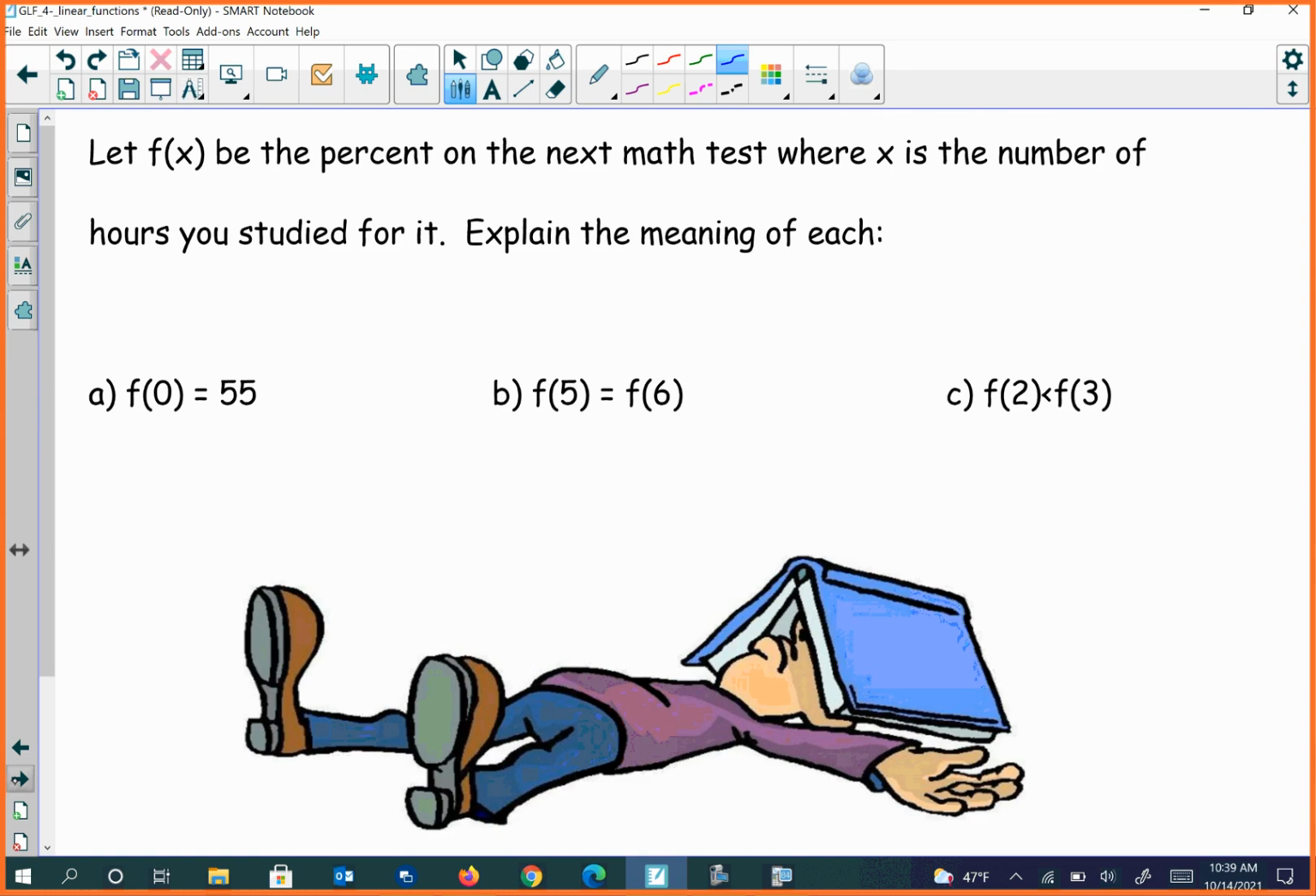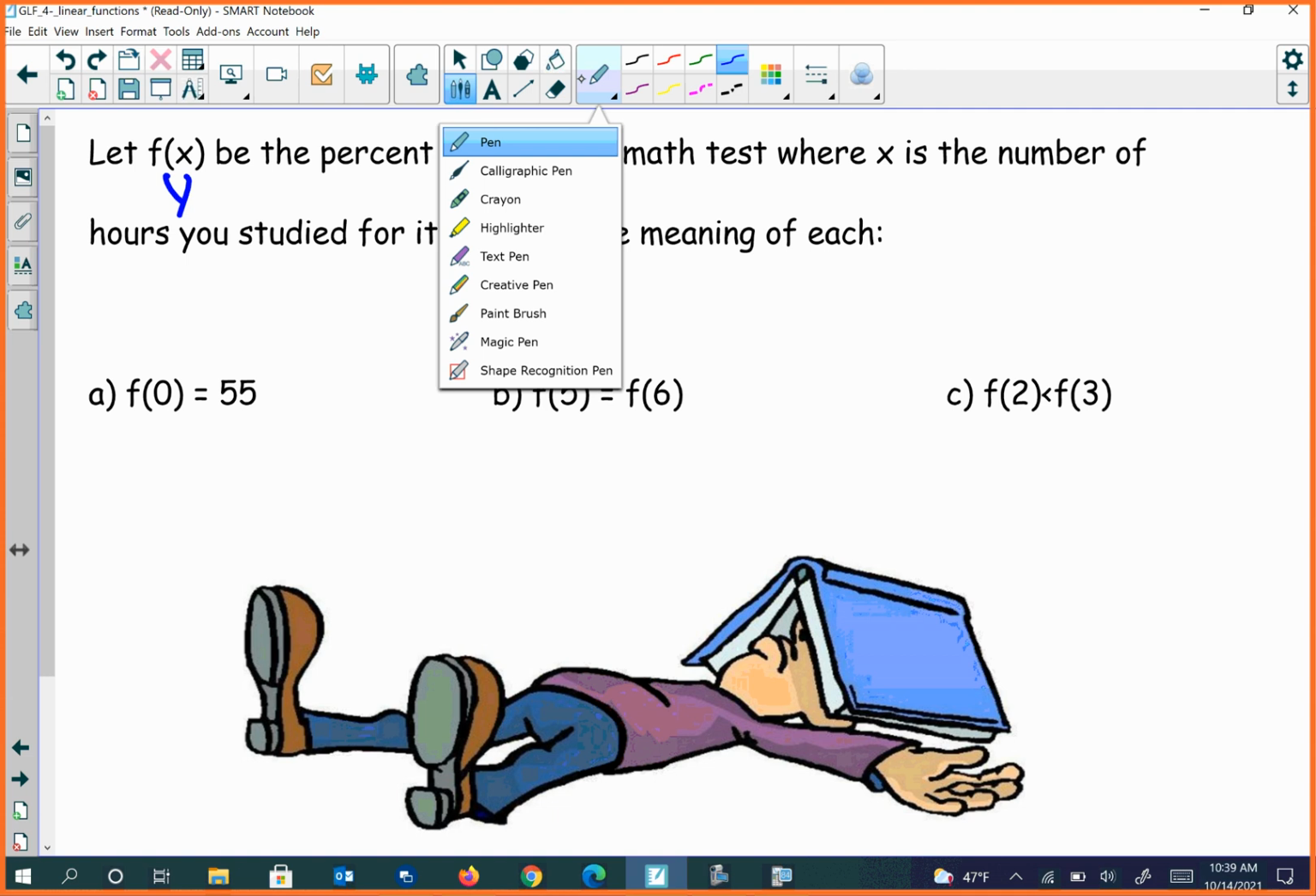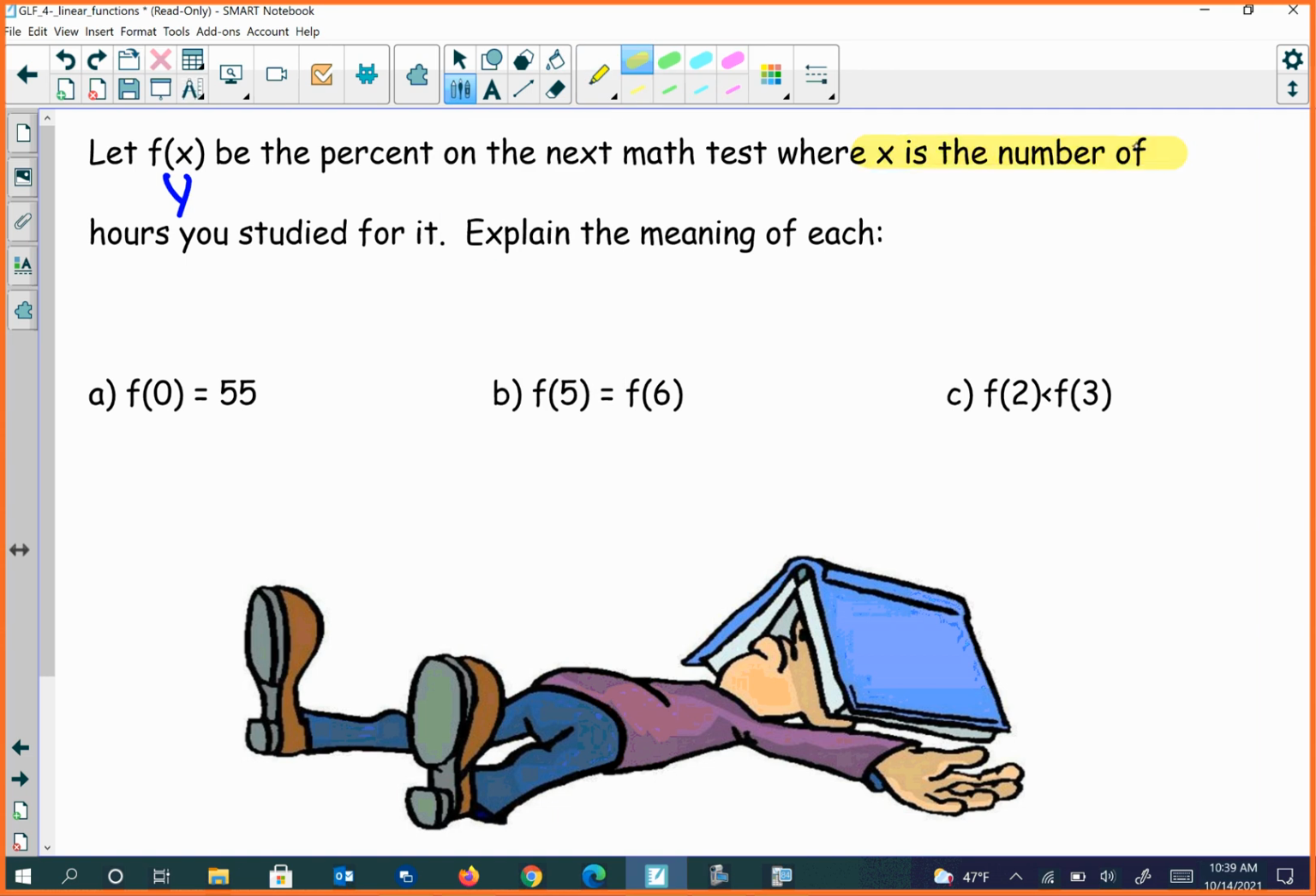All right. This is on your notes, right? Let f of x mean the same thing as what letter? Y. So I'm just going to put that as y. Let f of x be the percent on the next math test where x is the number of hours studied for it. X is the number of hours.